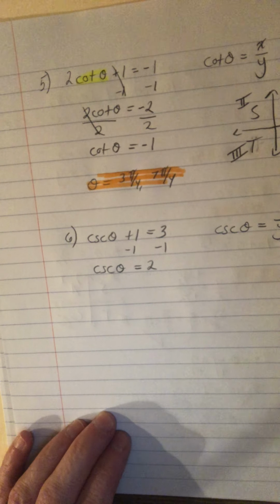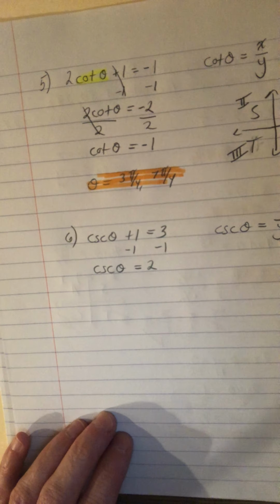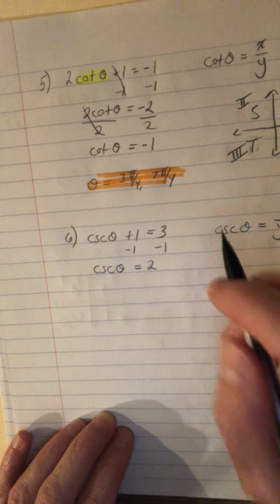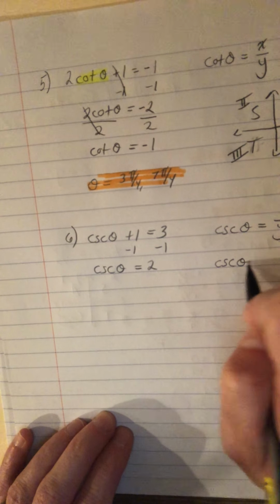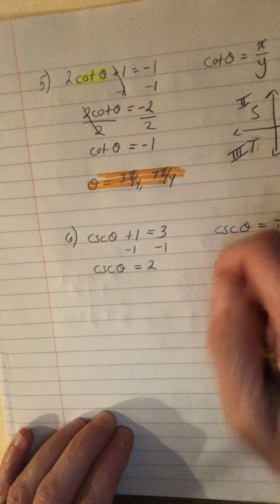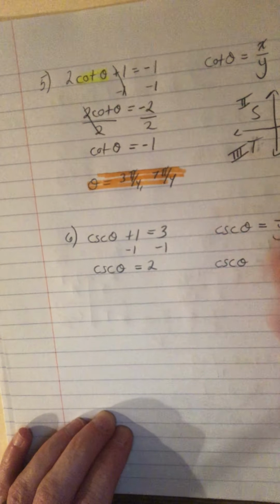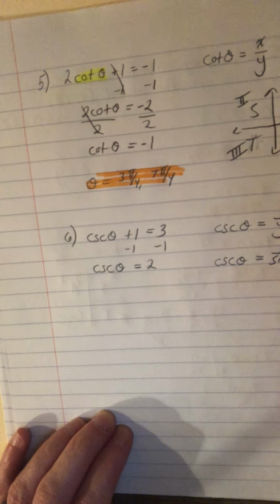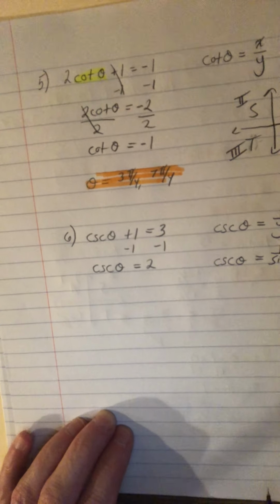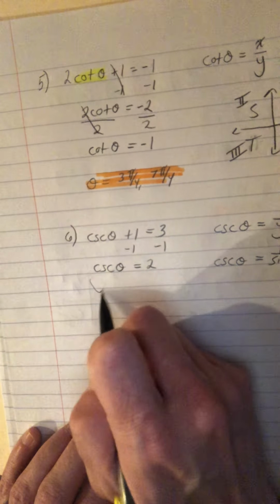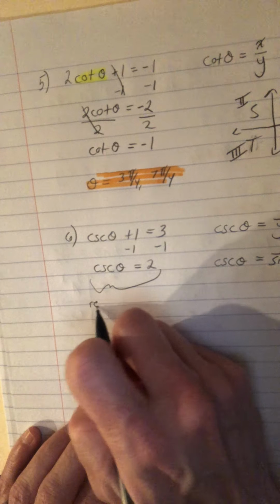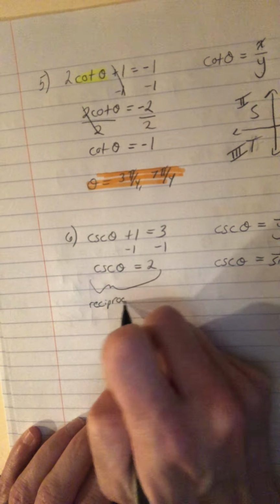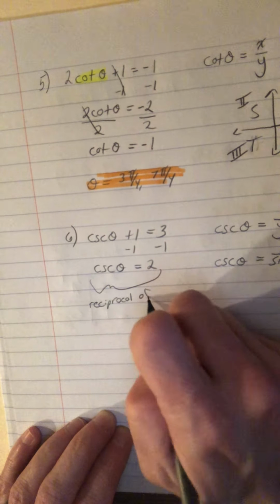Now, because it's 1 over y, that means 2 has to be equivalent to 1 over y. Sometimes that's difficult to just go from there. So, my advice is to use this trig identity. We know cosecant is the same as 1 over sine theta. They are reciprocals. So what I can do is take the reciprocal of both sides.